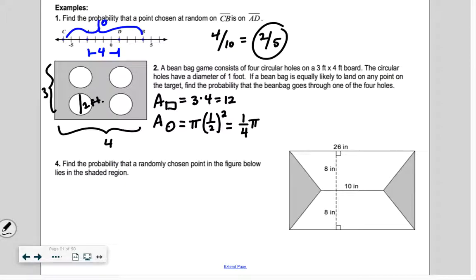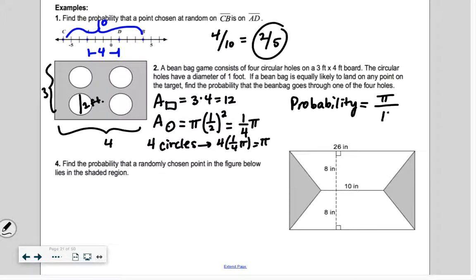And there's 4 of those, right? 4 circles. So if I have all 4 of them, I have 1 pi. All right, so my probability then, oops, not probability, which you can write as P if you want, probability, is the area of those 4 holes, which we said was pi, divided by the area of the entire rectangle, which is 12.